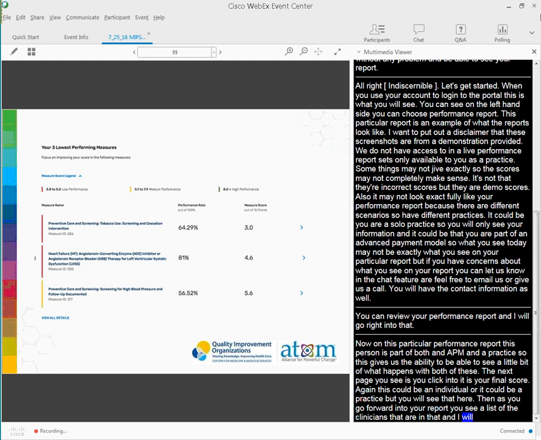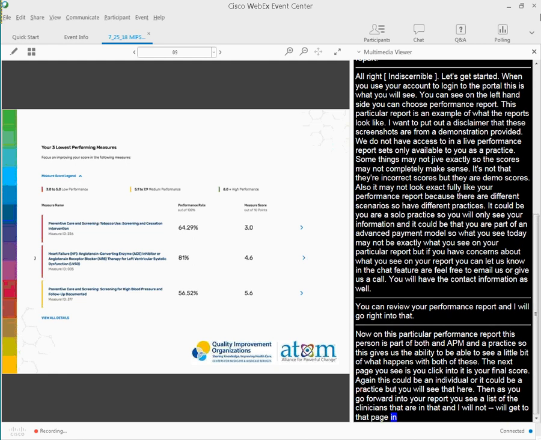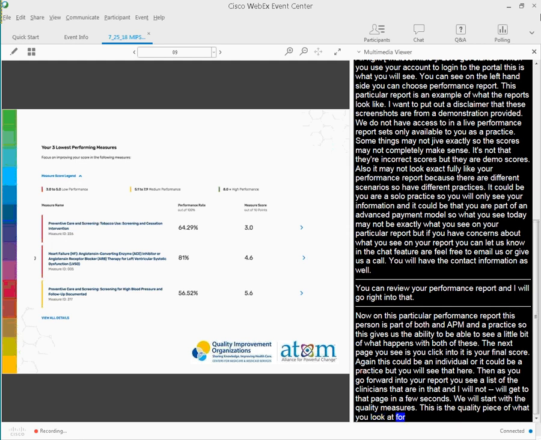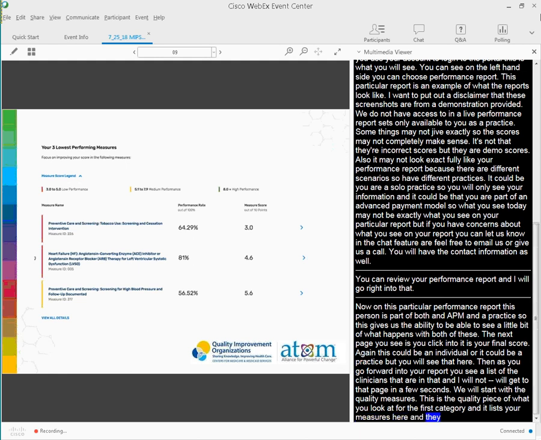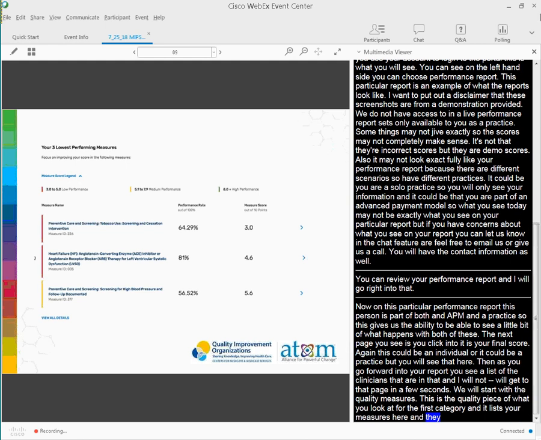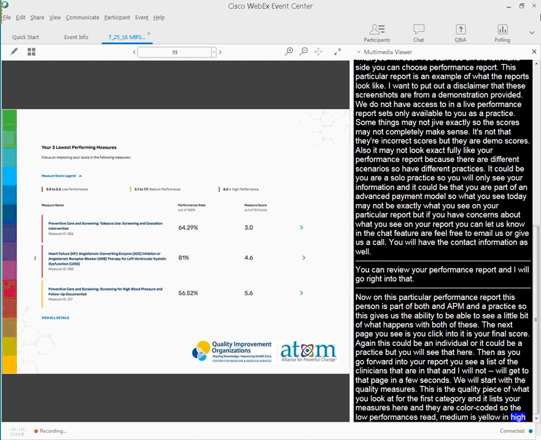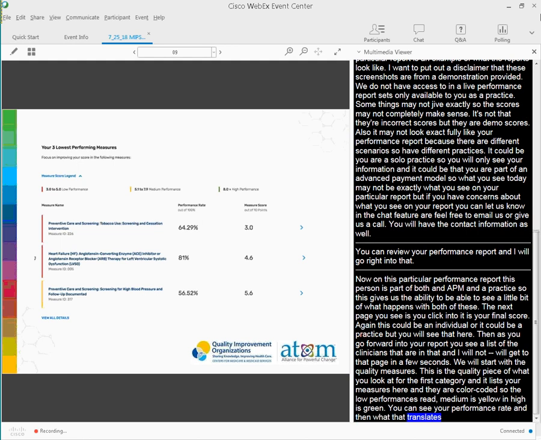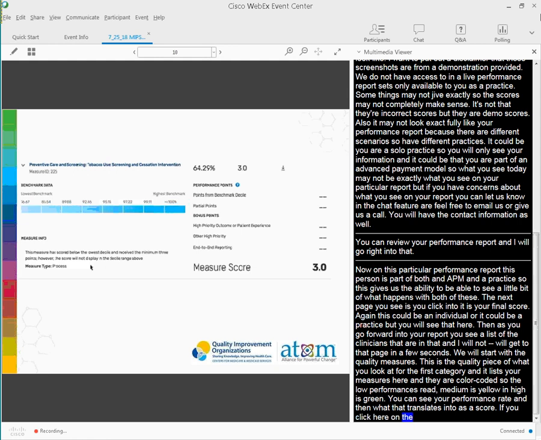So this is the quality piece of what you look at for the first category. And it lists your measures here, and they're color-coded. So the low performance is red, medium is yellow, and high is green, of course. You can see your performance rate, and then what that translates into as a score. If you click over here on the right-hand side, then it opens up and gives you more information about what the benchmark is.